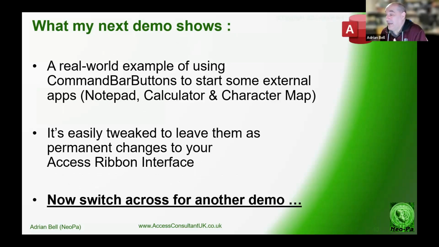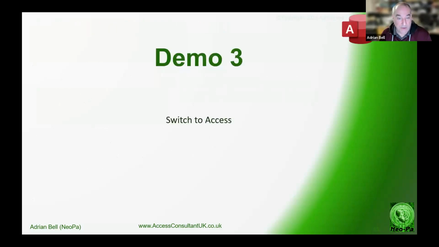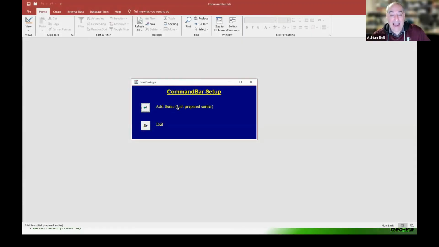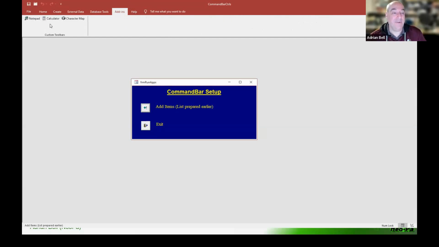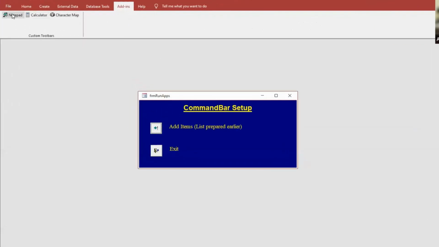What my next demo shows, this is a very brief one, is external apps being started from a newly created command bar and various command bar buttons. Again, we switch across. So I'm going to say add items. Again, there are no available command bars at this point, but I'm going to add that. Go to the add-ins, and we now have a single command bar with 3 command bar buttons, and they invoke standard programs.